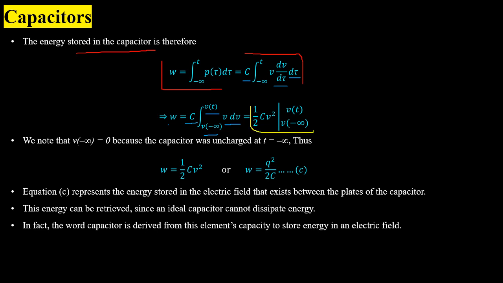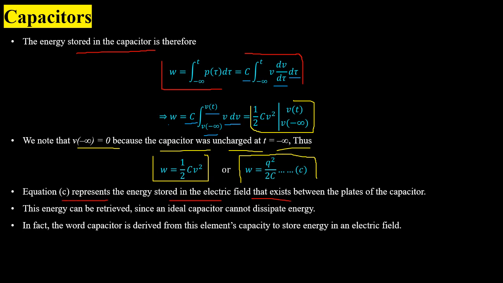As we know, v of minus infinity equals 0 because we are assuming that the capacitor was uncharged at the start. So the energy stored will be equal to half CV square, or substituting the value of voltage, the energy stored in a capacitor will be equal to charge square divided by 2 times capacitance, where equation C represents the energy stored in the electric field that exists between the plates of a capacitor, and this energy can be reused since an ideal capacitor doesn't dissipate energy. In fact, the word capacitor is derived from the element's capacity to store energy in its electric field.